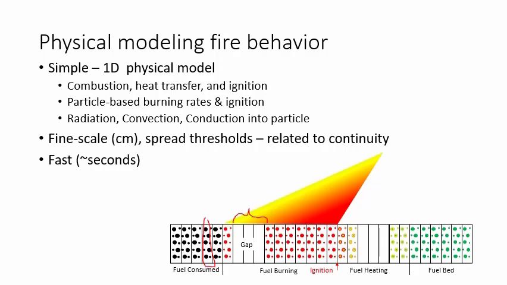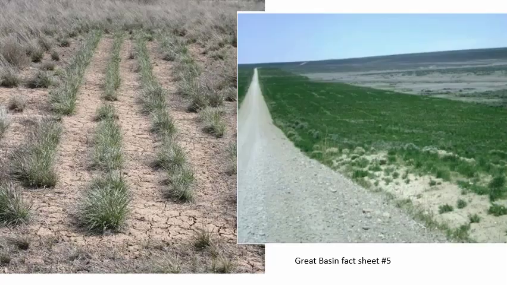If we're talking about bunch grasses and we're talking about cheat grass in the variable structure there, you need a fine scale model to capture that if you want the physics to be represented. This model here, because it's a one-dimensional model, just going in a straight line, is extremely fast. On the order of seconds, you can make calculations.